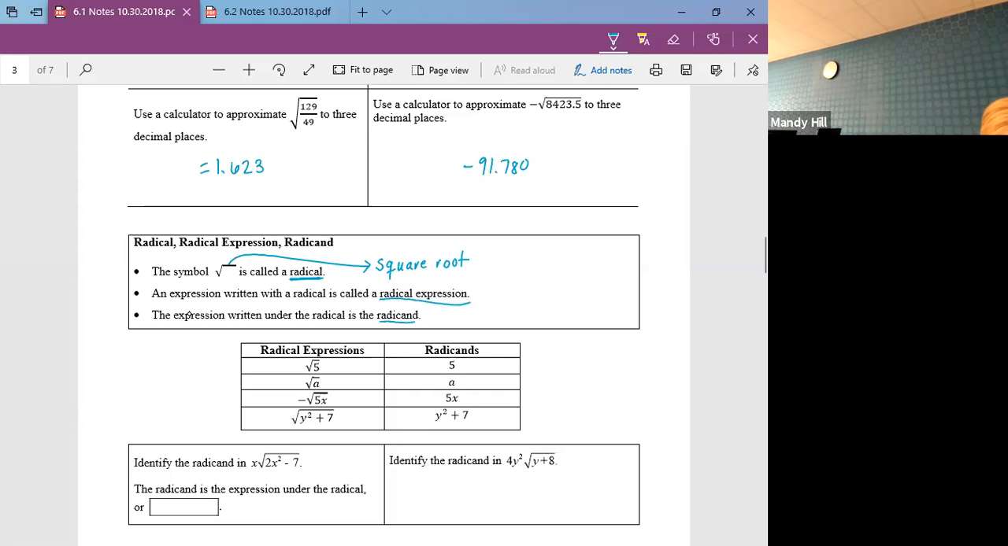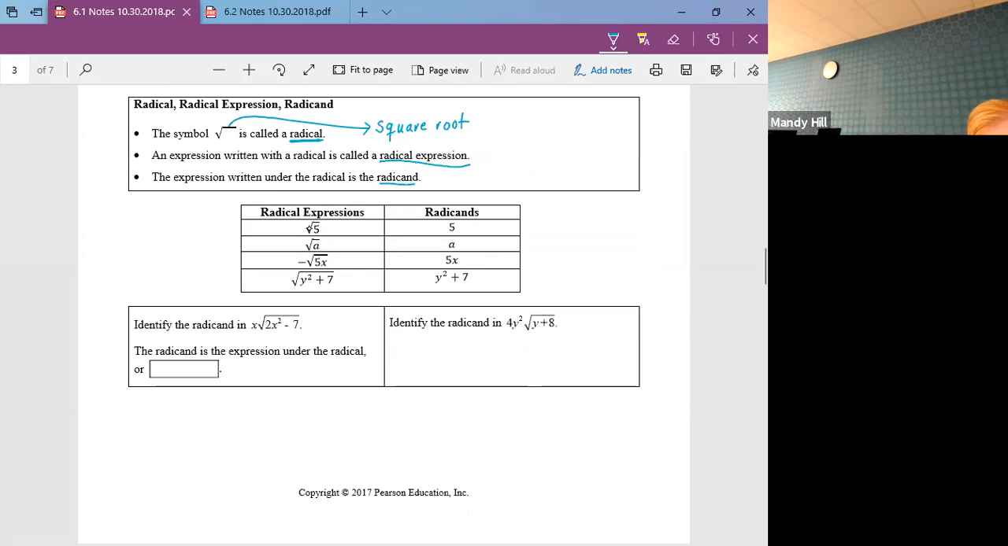So it's got the square root of 5. Well, the radicand is the part that's written underneath the square root, which is 5. The radical of a, the part underneath, is the radicand, which is a. The negative has nothing to do with the radicand, it's outside the square root. So the radicand is what's underneath, which is 5x. And this one is y squared plus 7. So the radicand is the expression under the radical. In this problem, it would just be 2x squared minus 7.